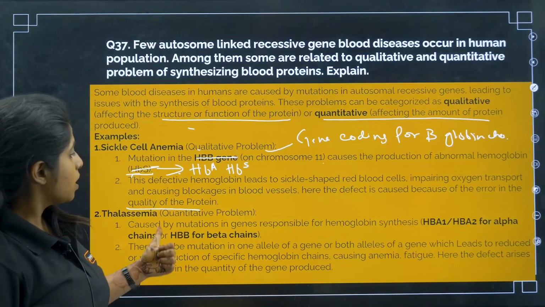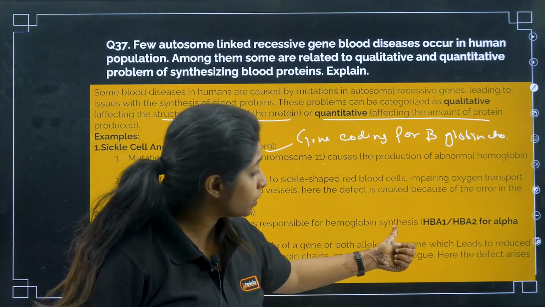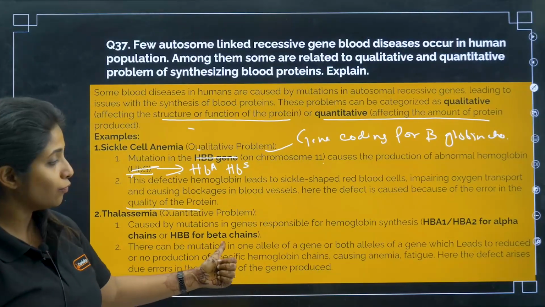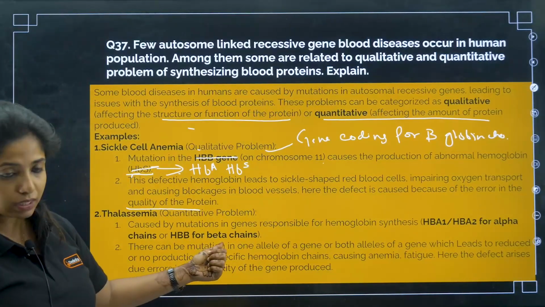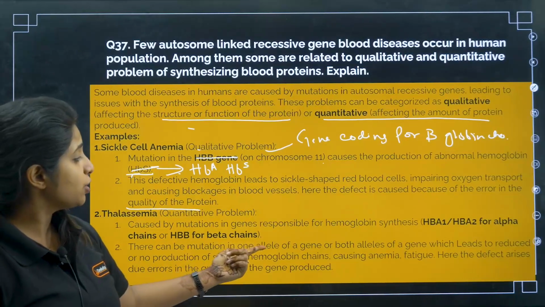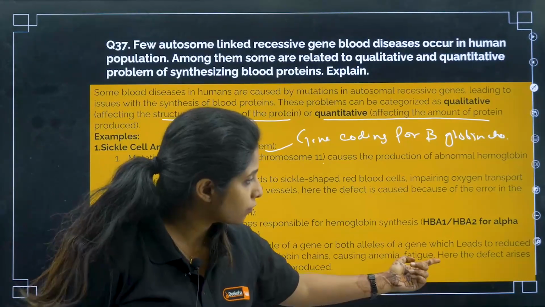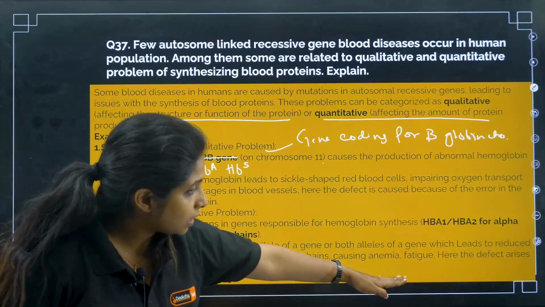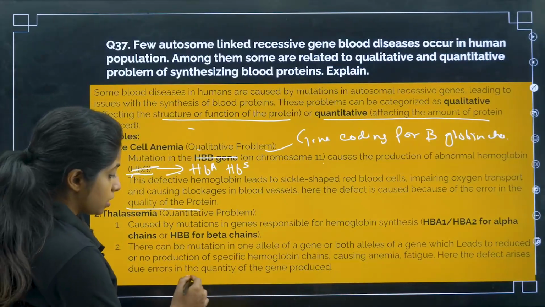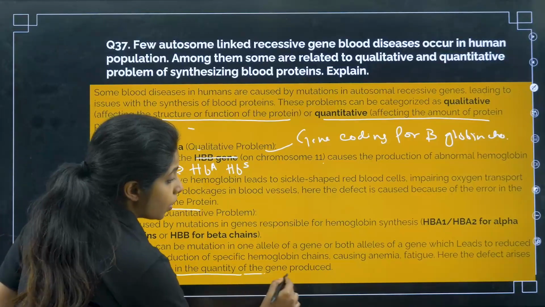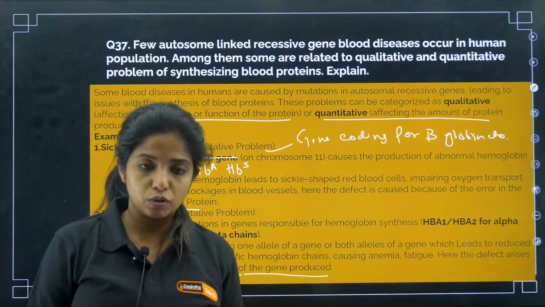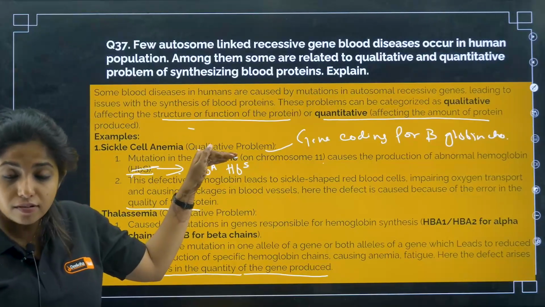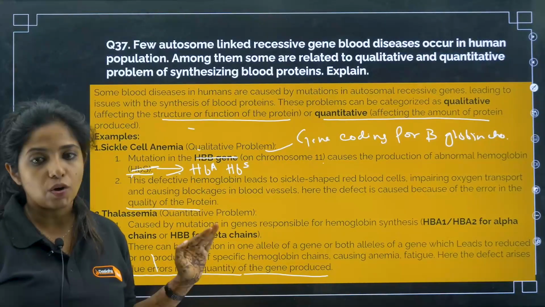Now, thalassemia is caused by mutations in genes responsible for hemoglobin synthesis, HbA1 and HbA2 for alpha chains and HbB for beta chains. I told you there is only one gene for beta. There can be mutation in one allele of a gene or both the alleles of a gene, which leads to reduced or no production of specific hemoglobin chains, causing anemia, fatigue. Here the defect arises due to what? The quantity of the gene product being produced, my dear children. So please be sure about this. This is a qualitative disorder, this is a quantitative disorder.